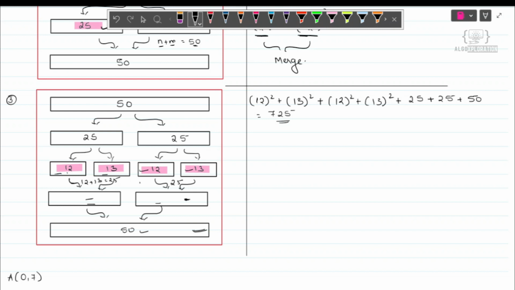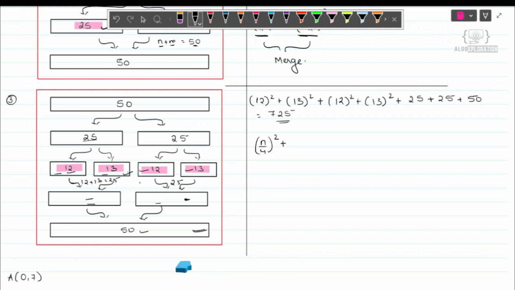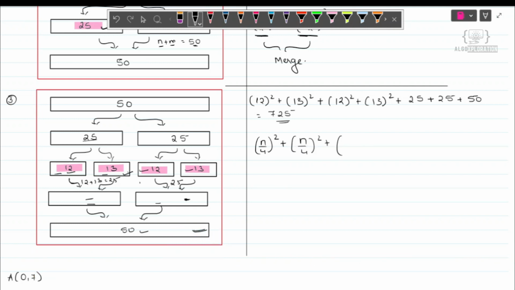Firstly we are sorting this, so dividing this into the first half, then again dividing it, therefore n by 4 whole square plus here this also, that will be n by 4 whole square, plus sort this, that will be n by 4 only whole square, and again n by 4 whole square. Now we have to merge these two, so it will be n by 2. Again we have to merge these two, that will be n by 2, and again we have to merge these two, that will be n.